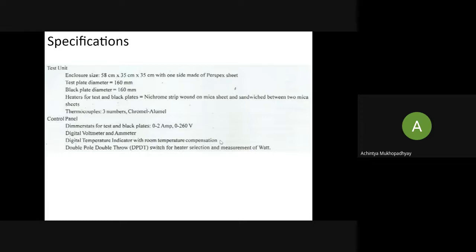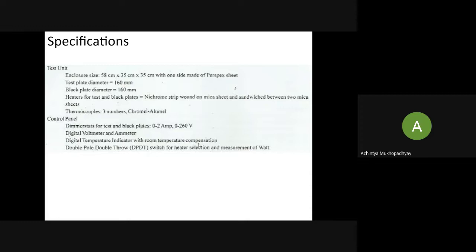Room temperature compensation means that when you are measuring with a thermocouple, one end of it is exposed to the ambient temperature. The Seebeck effect is basically giving you the temperature difference between the two ends. So if one end is maintained at ambient temperature, and you are getting a voltage generated corresponding to 10 degrees centigrade, it only means that the difference between the hot junction and the cold junction of the thermocouple is 10 degrees Celsius.